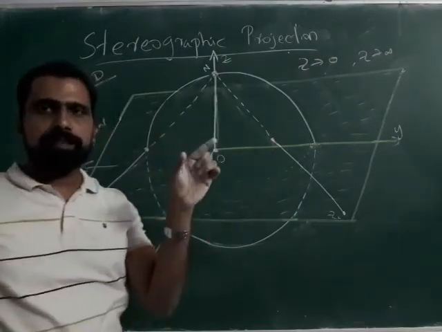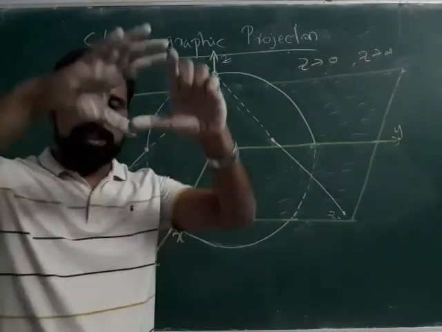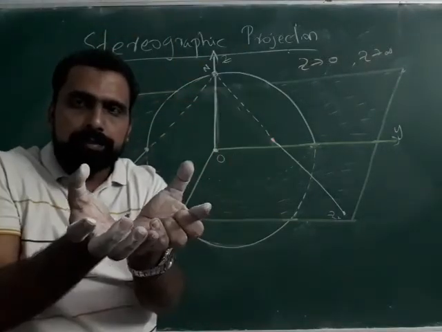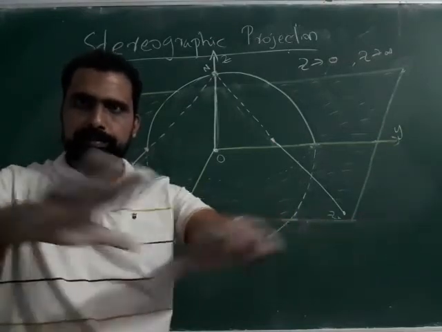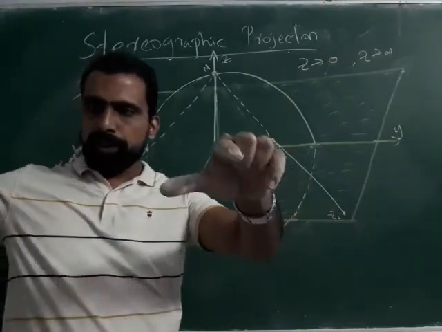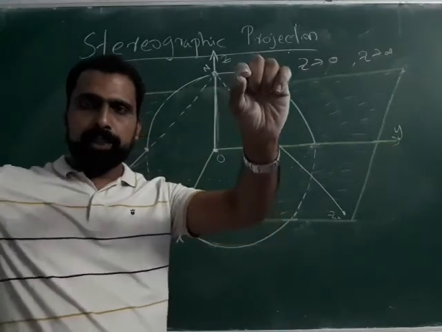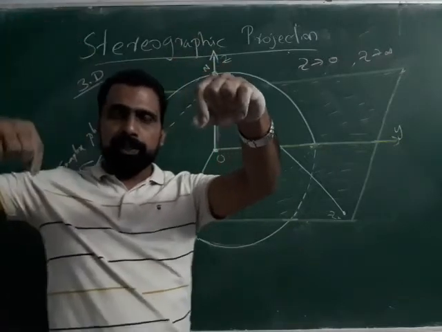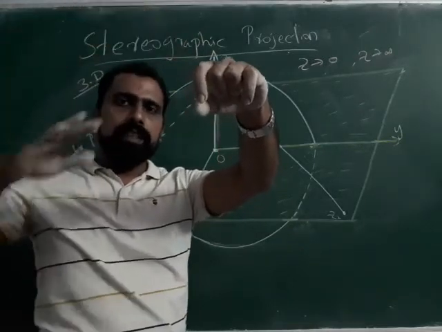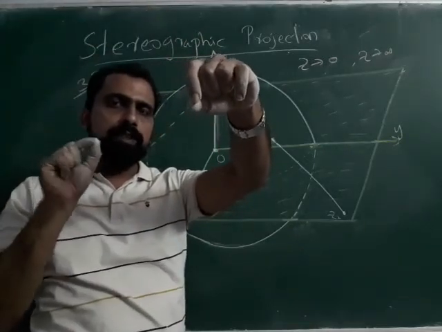Can you imagine it? Like you have a sphere, half of the sphere kept on a table. So you take any point on the table and draw a line towards the north pole of that sphere. When you draw a straight line, it will cut somewhere on this sphere.